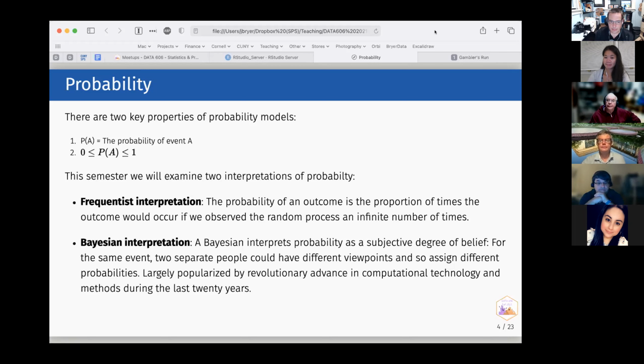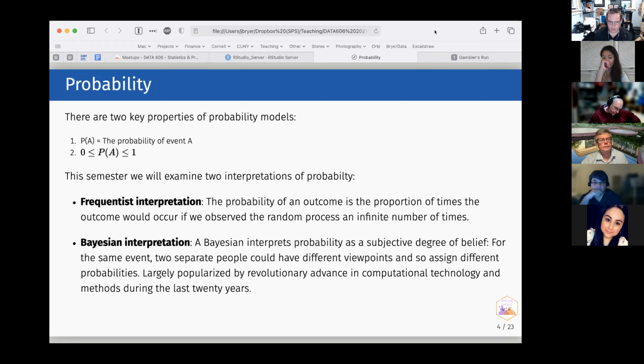The other piece is that probability has to be between 0 and 1 inclusive. If something has a probability of 0, that means it would never happen, and if it has a probability of 1, it always happens. As we start looking at this and put it together, there are going to be some rules on how we do this.